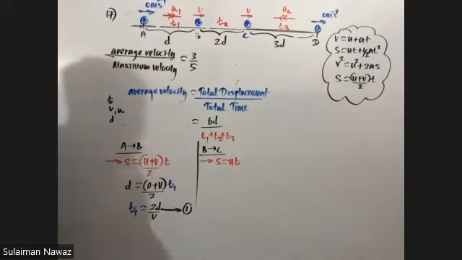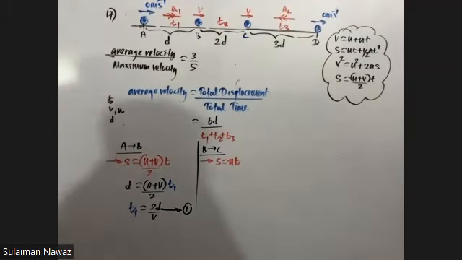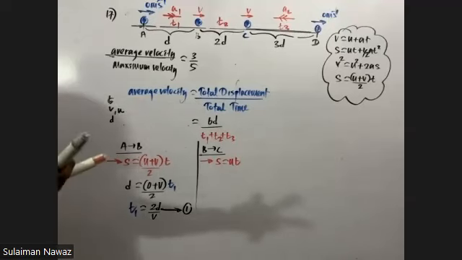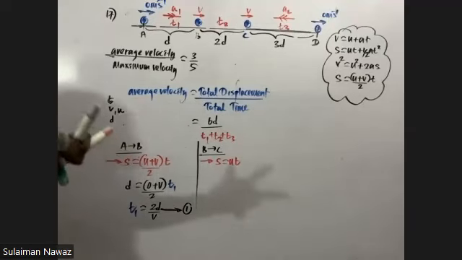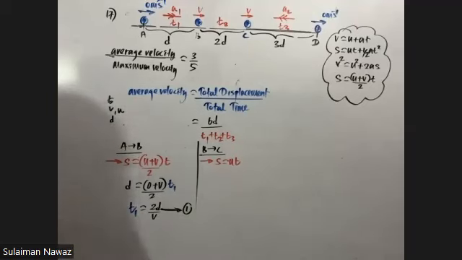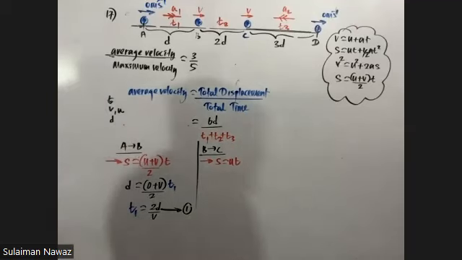Now everyone put your hands down. When you have found T2 in terms of V and D, then raise your hand. That's a basic thing.